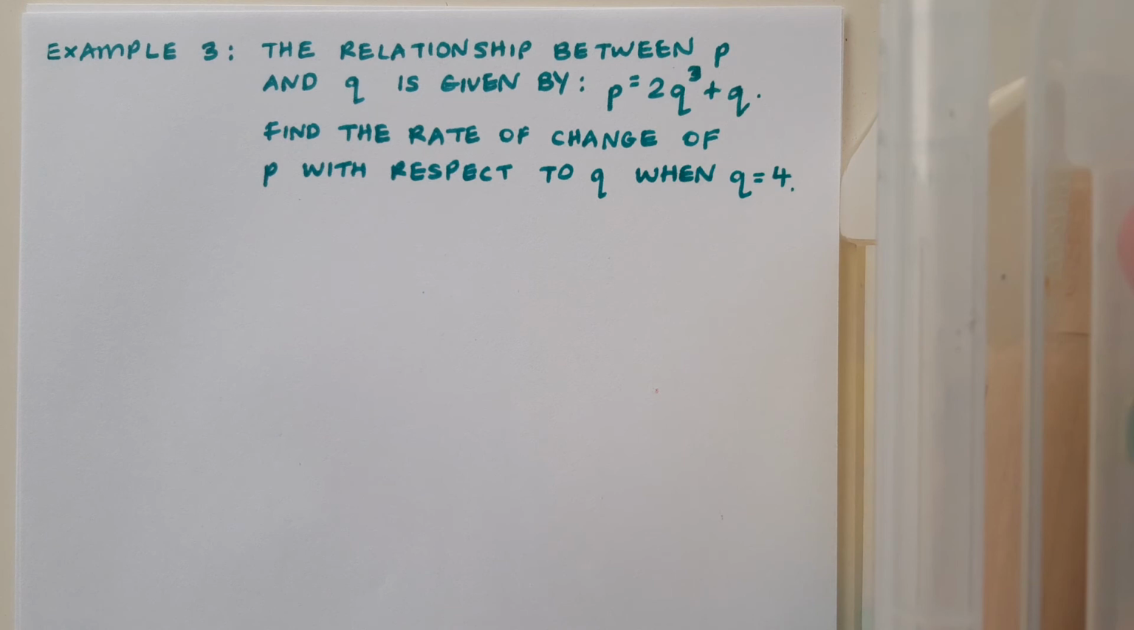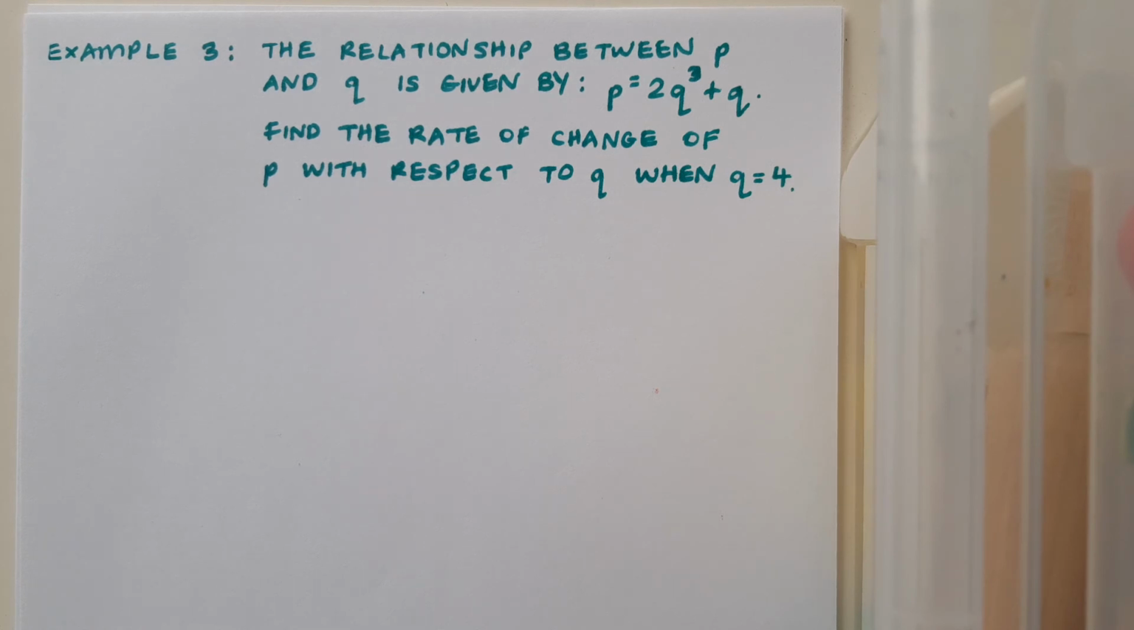And finally, here's example 3, which is different from the previous 2 examples because it's not dealing with distance, speed, and acceleration. But sometimes you come across a question like this, so it's no harm to see how they work. So in this example, I'm told that the relationship between P and Q is given by P equals 2Q cubed plus Q. And I want to find the rate of change of P with respect to Q when Q equals 4.